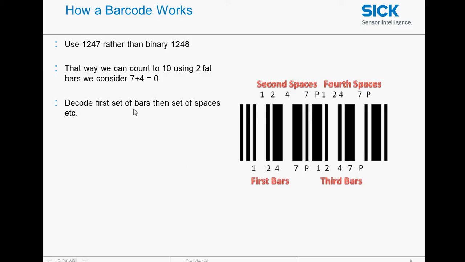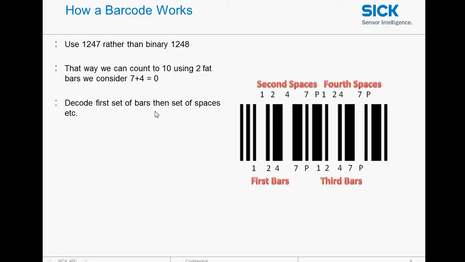You might want to skip this if you don't really want to know how a barcode works, but if you remember your binary from school days, where you use binary 1, 2, 4, 8, if we use a 1, 2, 4, 7 code, it means using any two positions, we can count up to 9, or 0 through to 9. So for example, 1 add 2 would give us 3, 1 add 4 would give us 5, 1 add 7 would give us 8, 2 add 7 gives us 9, and so on. If we add 4 and 7 it would give us naturally 11, but we class that as a 0.